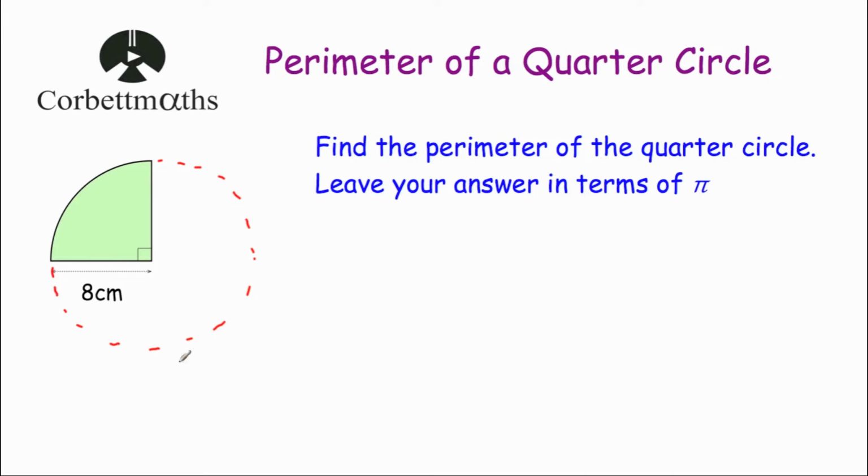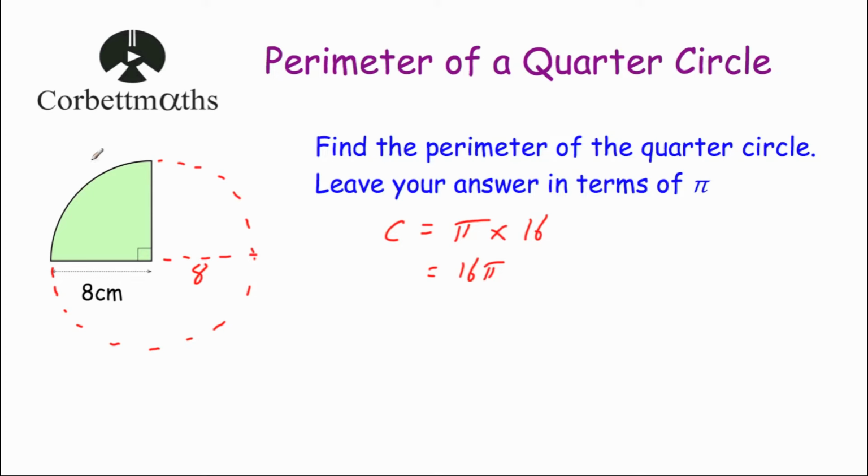So let's find the circumference of the whole circle. So the circumference is equal to pi times diameter. And the diameter of the whole circle, well, the radius is 8 and another 8. So 8 plus 8 is equal to 16. So the diameter of the whole circle is 16 centimeters. So we're going to do pi times 16 to get the circumference of the whole circle. Pi times 16 is equal to 16 pi. So that is the circumference of the whole circle.